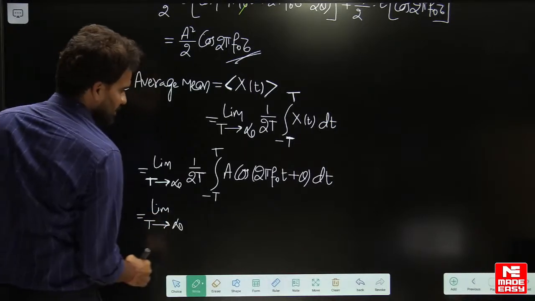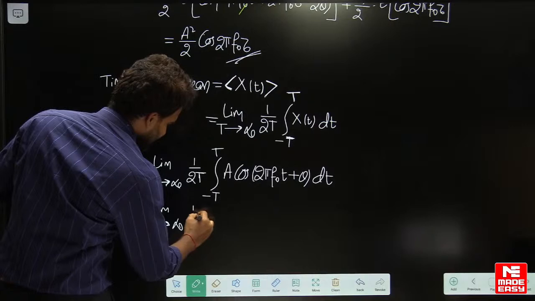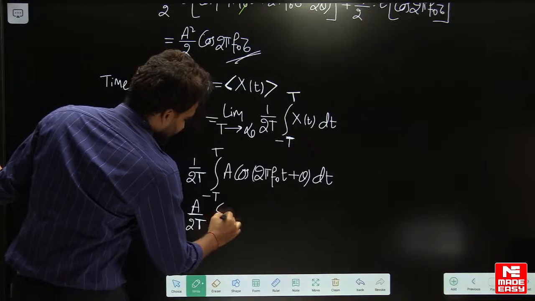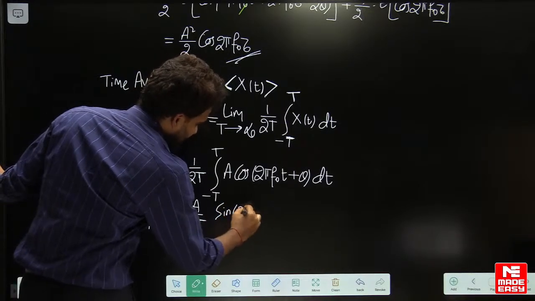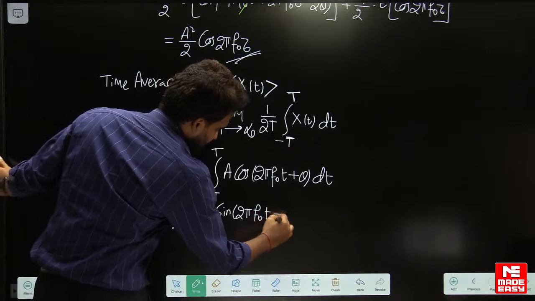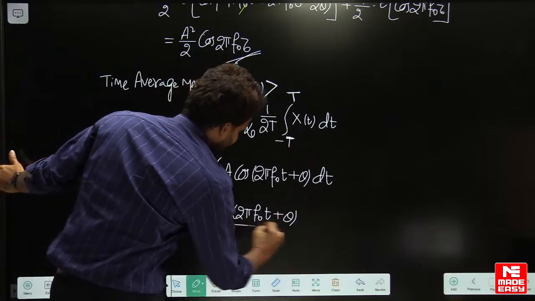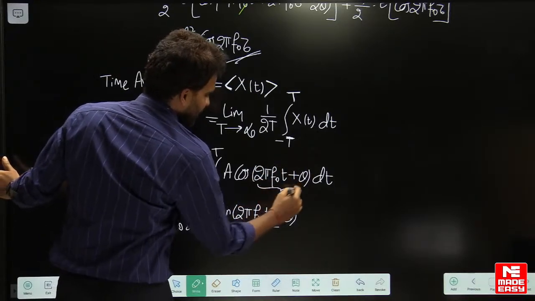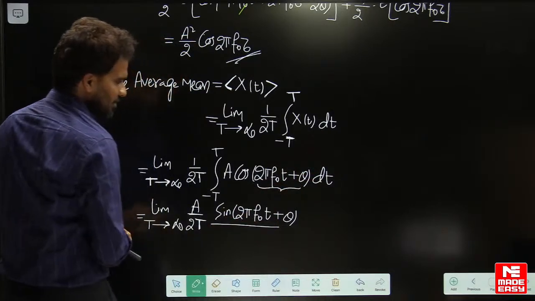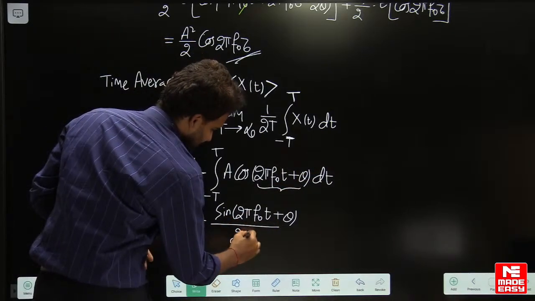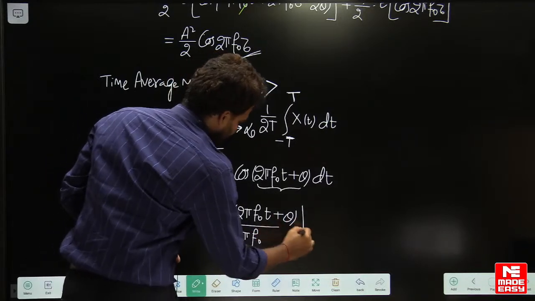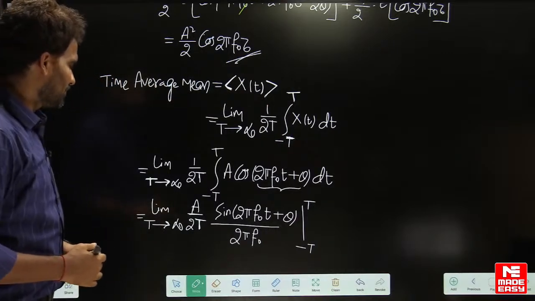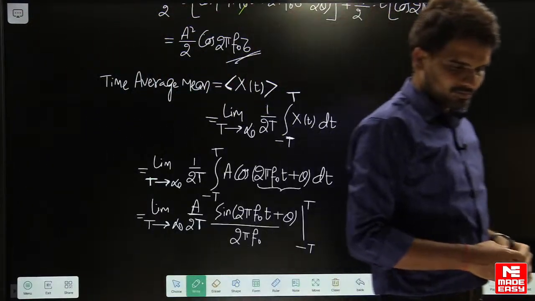So the limit as t tends to infinity of 1 by 2t, times A, the integration of cos will be sine: sine of 2 pi f naught t plus theta, divided by the differentiation of this quantity with respect to t, that is 2 pi f naught. The limits will be, of course, minus t to t.